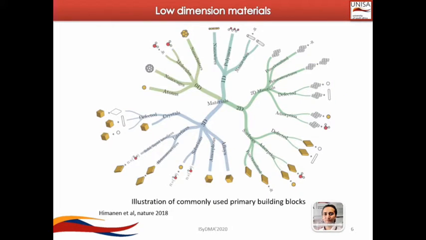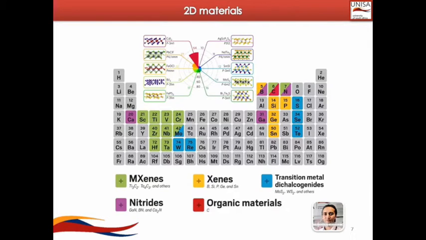The tree of low-dimensional materials is growing, and each day we are discovering new materials, or we are making new materials from 0D, 1D, 2D to 3D with different structures, alloys and materials. This is also the case of 2D materials.